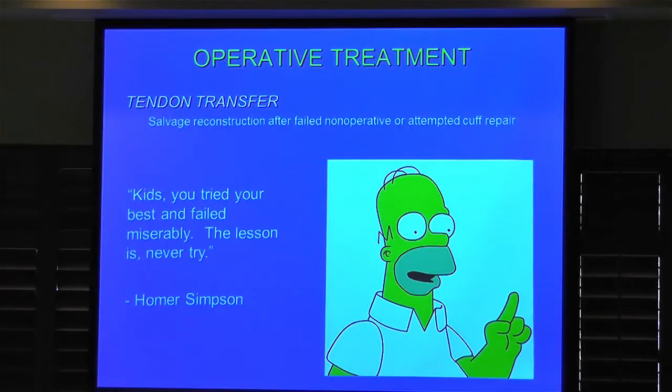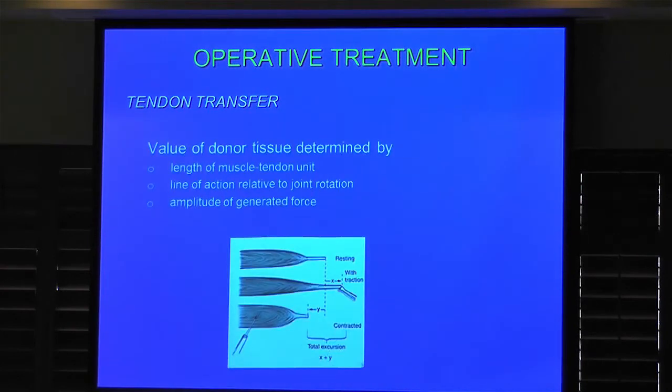So now we get into tendon transfers, which we usually reserve as a salvage procedure for failed non-op or attempted rotator cuff repair. And I thought this Homer Simpson thing fit this perfect. This is a very challenging issue, and really for a decent outcome, it won't be perfect, but for a decent outcome, patient selection and indications are critical.